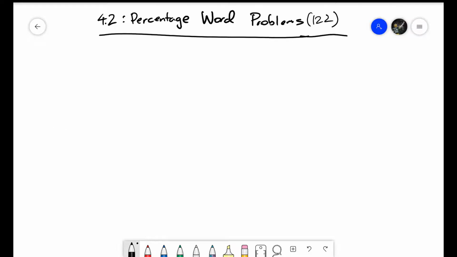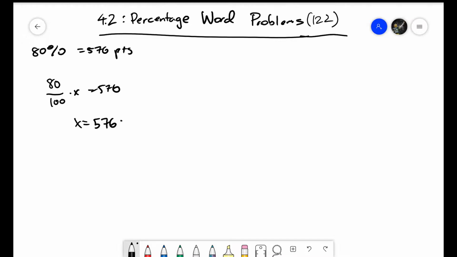Next problem is, if an 80% score on a test is equal to 576 points, then what was the test out of? So to do this, you call the total number of points equal to x. So this means that 80 over 100 times x is equal to 576, which means that x is equal to 576 times 100 over 80, which is equal to 720. This means that the test was out of a total of 720.